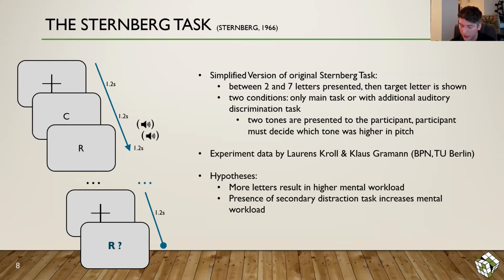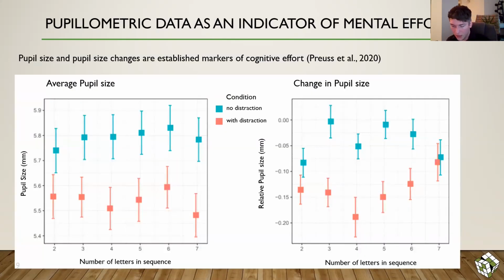Behavioral and pupillometric data were acquired from a previous experiment with a variant of the Sternberg task conducted by Laurenz Kroll and Klaus Grammann of our partner chair for biological psychology and neuroergonomics at the TU Berlin. This data was used to see if markers of cognitive effort correlate with simulated mental workload estimates. Finally, we were interested in seeing if a longer letter sequence and/or the presence of a distraction task would increase the workload.